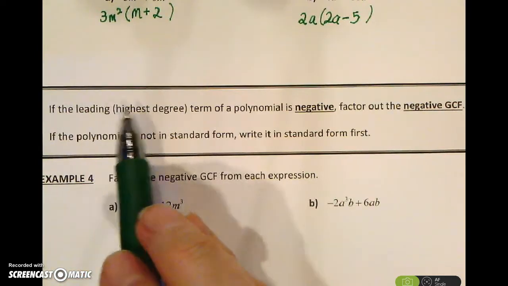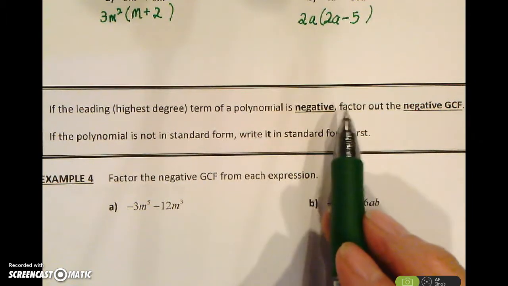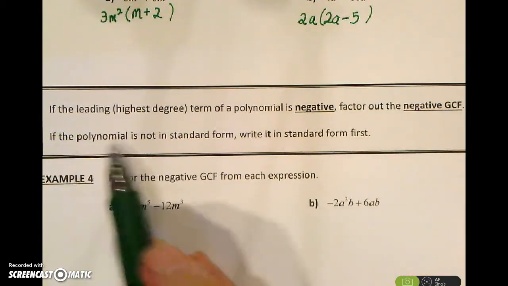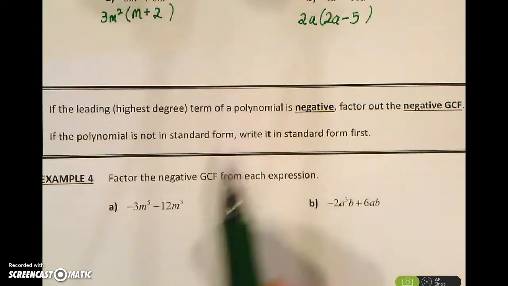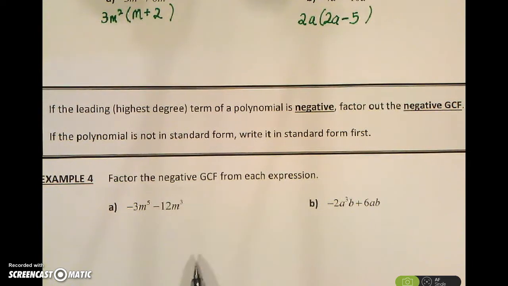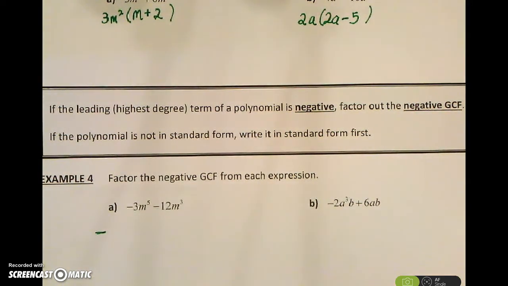So if the leading or the highest degree term of a polynomial is negative, you're going to factor out the negative of the GCF. And if the polynomial is not in standard form, write it in standard form first. So let's just take a quick look. You see this is in standard form. It's got the biggest exponent first, and there's the smallest one. The leading coefficient is negative. So when I factor out a GCF, I'm going to take out a negative.